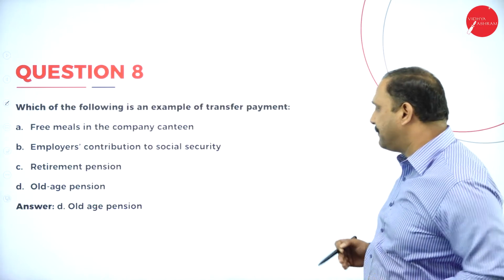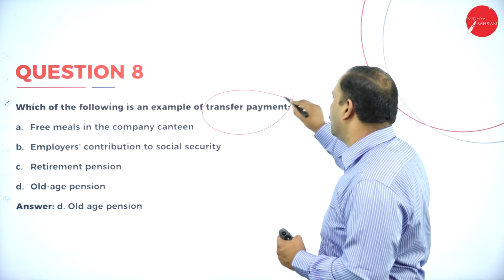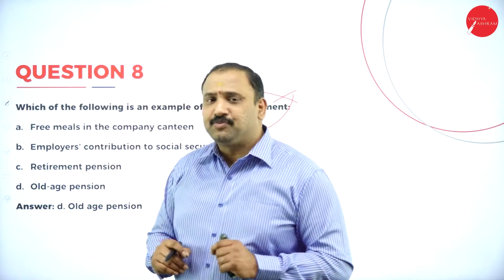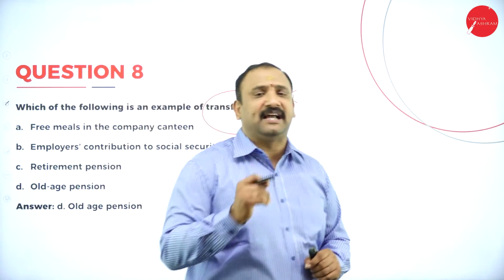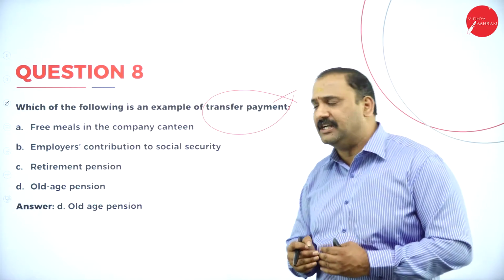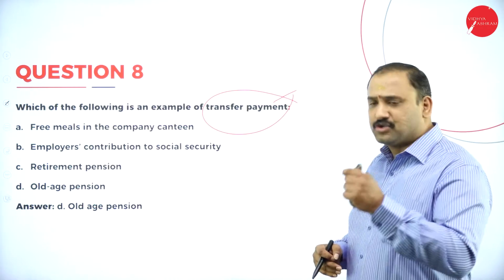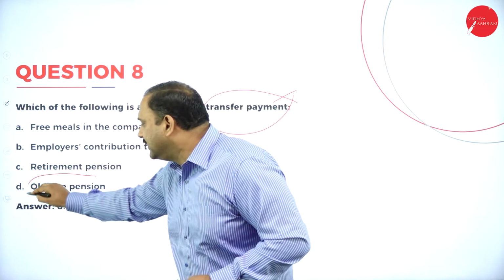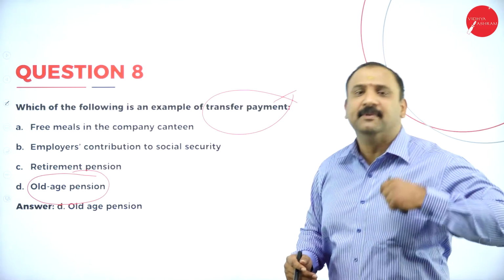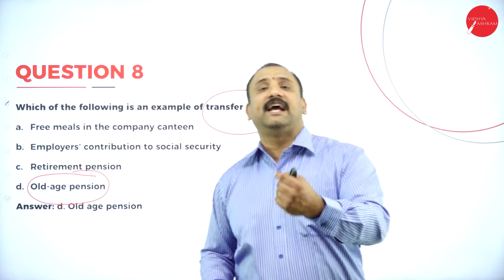Now, what is an example of a transfer payment? Now, what is a transfer payment? First of all, it is very, very important for all of us to understand here. Transfer payment means the money that is being transferred or given from the central government as some sort of subsidies or income or pension altogether. So here, if you start looking, old age pension. Old age pension is typically a source of income given by the government to the government employees after their retirement.